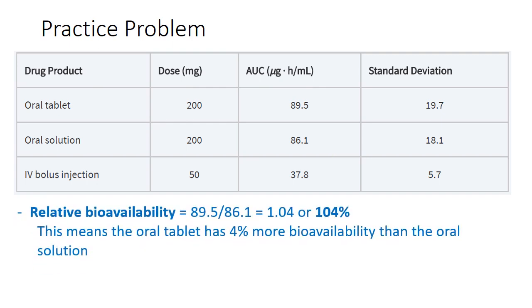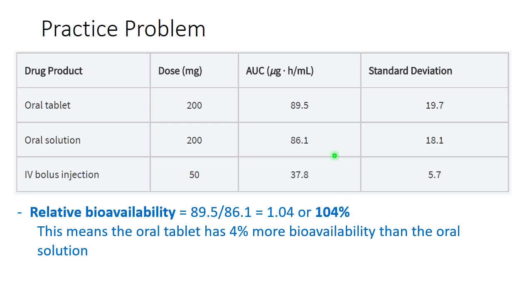Relative bioavailability is 89.5 divided by 86.1. Remember, I said that we'll imagine the oral tablet is the new product, and the oral solution might be the reference product. So that would be 1.04, and converting it to a percent just means multiplying it by 100, right? So that's 104%.